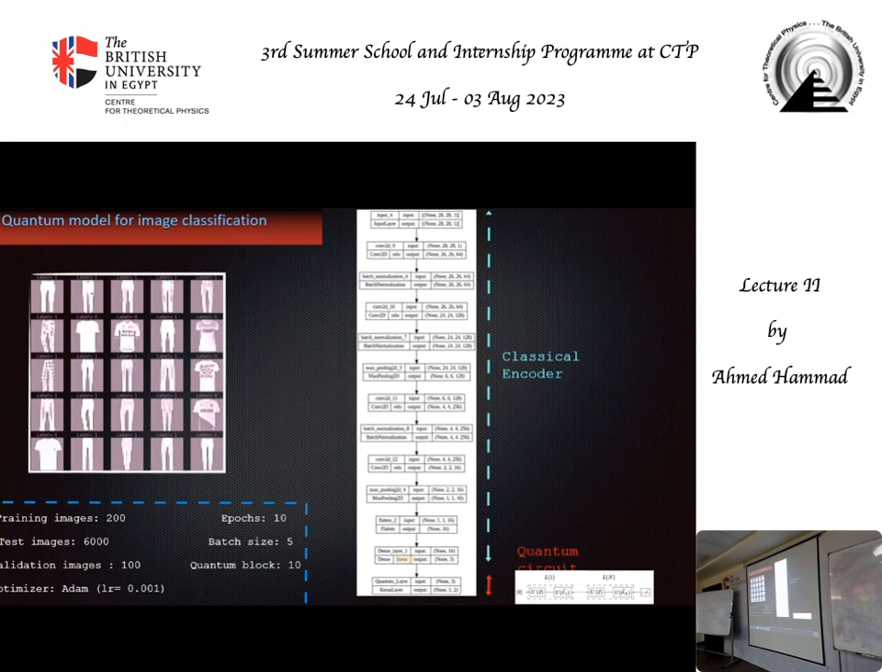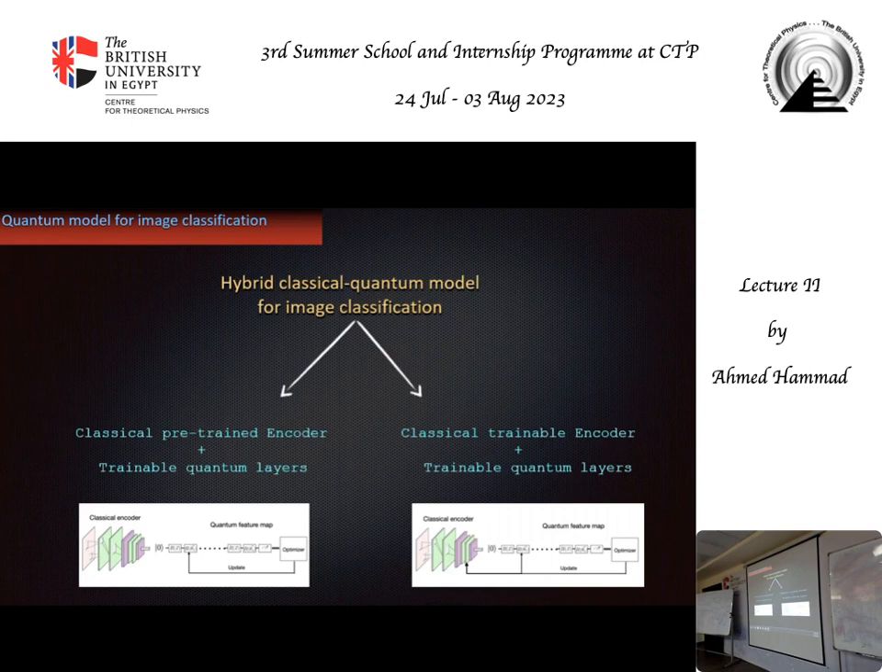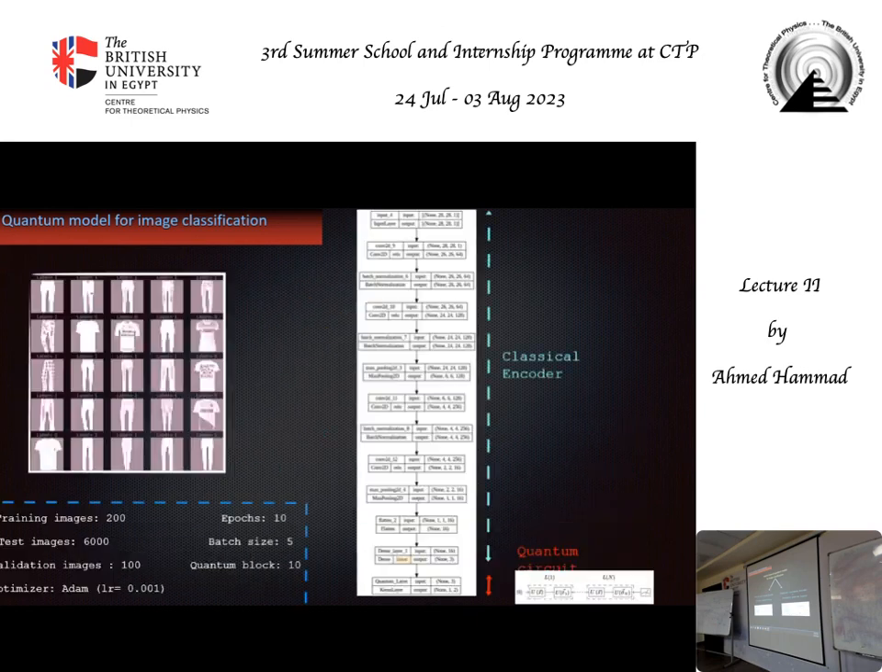Well, this is an example of what I was discussing. We have a data set called Fashion MNIST. That's a very popular data set in machine learning. And you can see the dimension of the image is 28 times 28 times 1, because this is a gray image, so it's not colored. And we actually want to construct a hybrid classical-quantum model to distinguish the trouser from the shirt images.